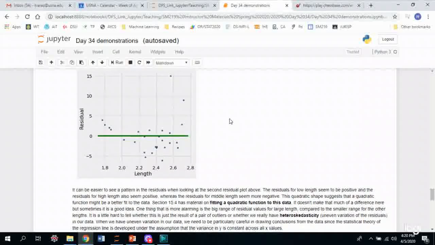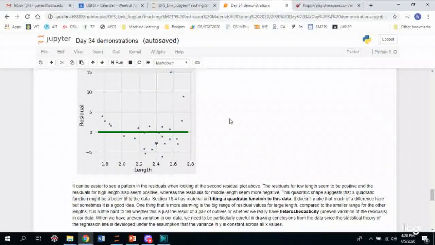When we have uneven variation in our data, we need to be particularly careful in drawing conclusions from the data, since the statistical theory of the regression line is developed under the assumption that the variance in y is constant across all x values, and so we would expect to see a kind of constant size of the residuals, a constant spread of the residuals here across all of the x values.